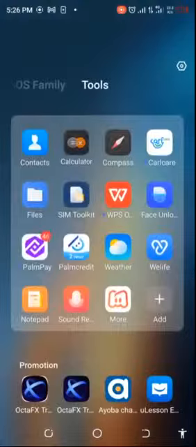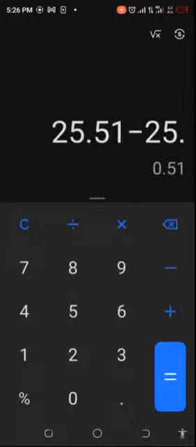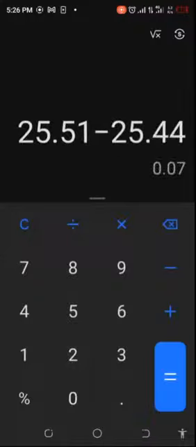It isn't too much of a profit, but imagine you had $200 to do this, or $500, or even $100, you would have made a lot of money. So let's see, 25.51 minus 25.44. Okay, 7 cents. Now, why is this amount a little bit on the small side?